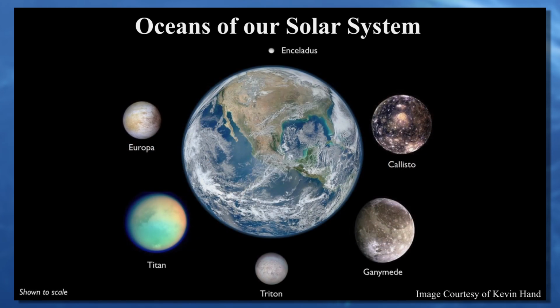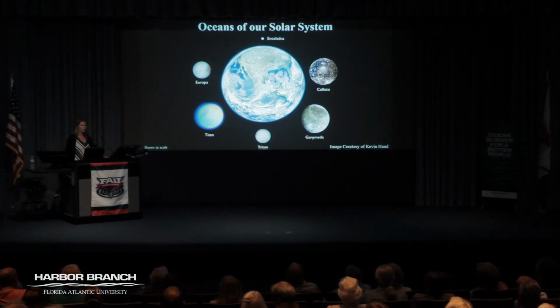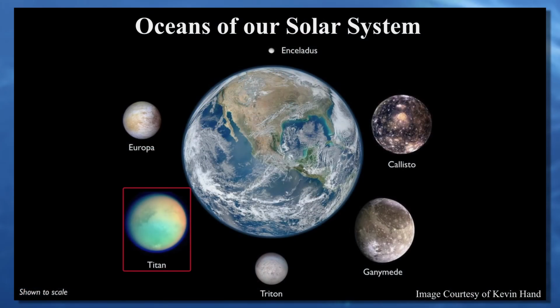And in the last 10 years, we've actually discovered a huge number of oceans in our solar system. So our planet is pretty exceptional in many ways, but it turns out there's quite a few oceans in our solar system, including Saturn's moon Titan, Ganymede, and here again is the ice-covered Europa, as well as Saturn's moon Enceladus.